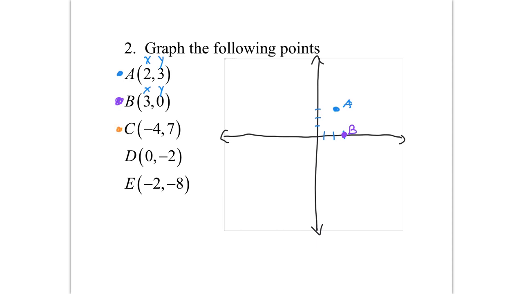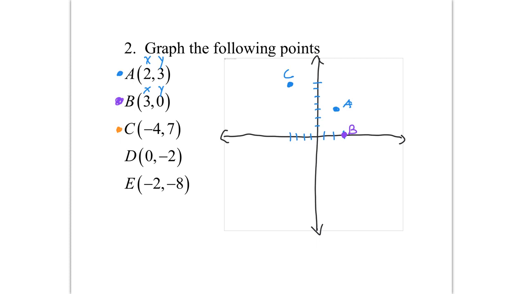Now point C. Point C is -4 and 7. So I need to go to the left. From the origin, I always start from the origin. 1, 2, 3, 4. And I'm going to turn up because the Y is positive. 1, 2, 3, 4, 5, 6, 7. So right here is your point C.